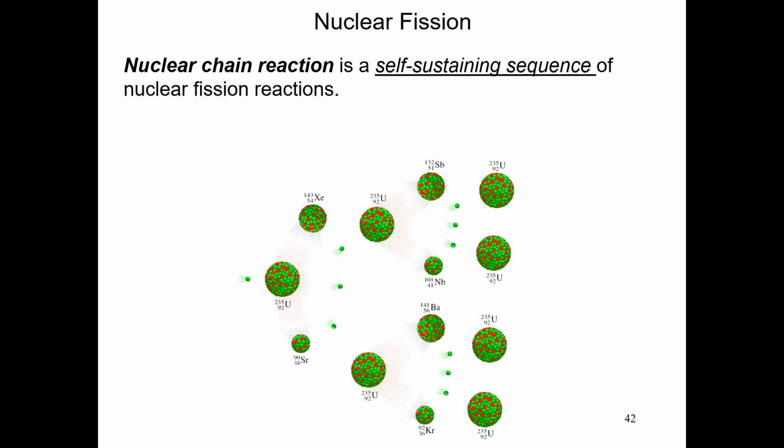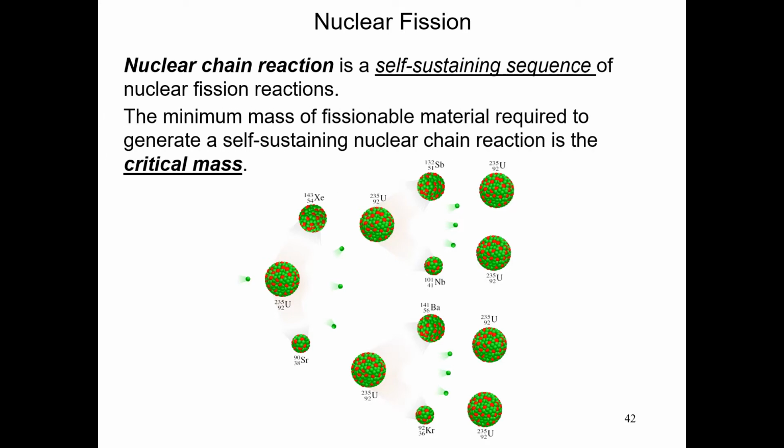Now, this would only work if you have the right amount of uranium in there. In other words, if you don't have enough uranium, then many of the neutrons are simply going to escape and collide against the reaction vessel and so forth. So we need a minimum amount of uranium to allow the reaction to continue. This is what we call the critical mass. This is the minimum mass of fissionable material required to generate a self-sustaining nuclear chain reaction.